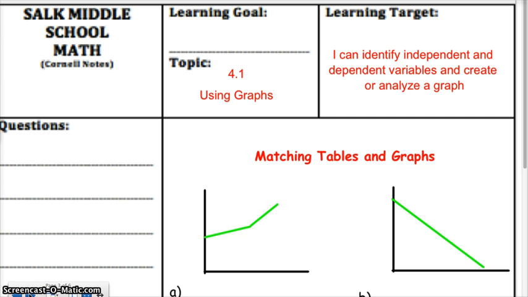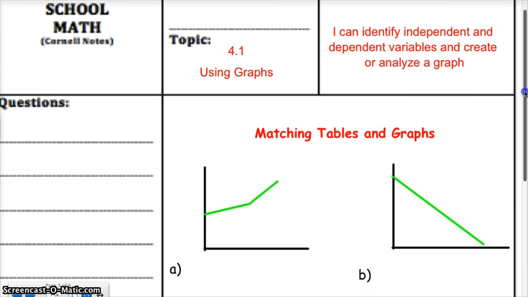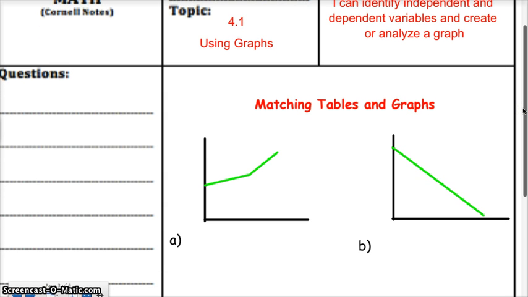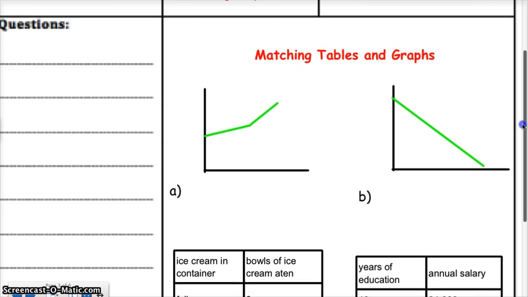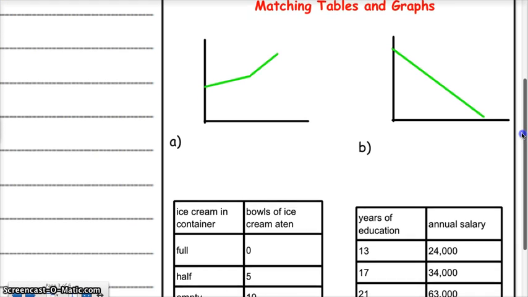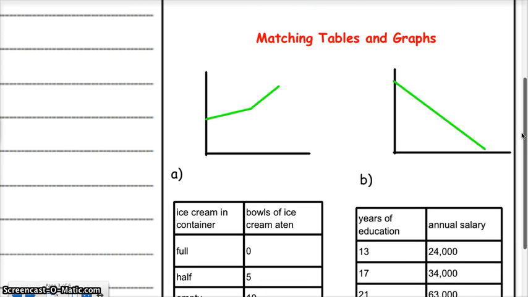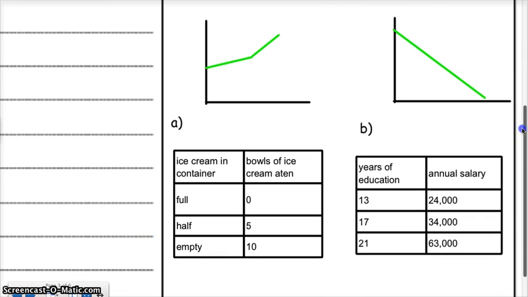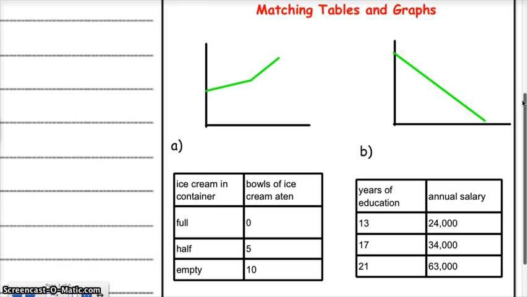Next one, matching tables and graphs. A lot of times students see tables and they shut down. They're like, I don't know. And you do know, you've got to try. Trying is half the battle. The first thing you've got to do if you're matching tables and graphs is look at what the heck you're talking about.